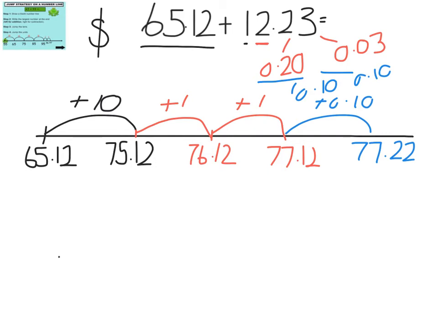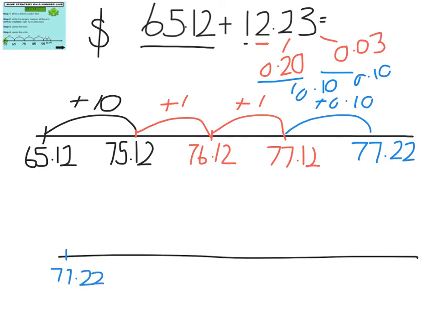Then I'm going to draw another line. Now the rest of my number. So start with 77 and 22/100ths or 22 cents. And I'm going to add my other 10th. So I'm going to have 77 and 32/100ths or 32 cents.